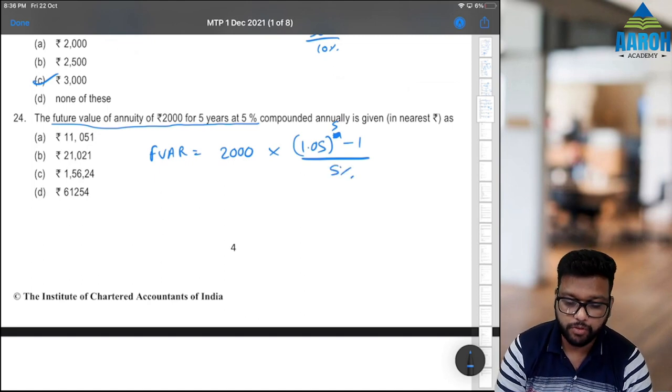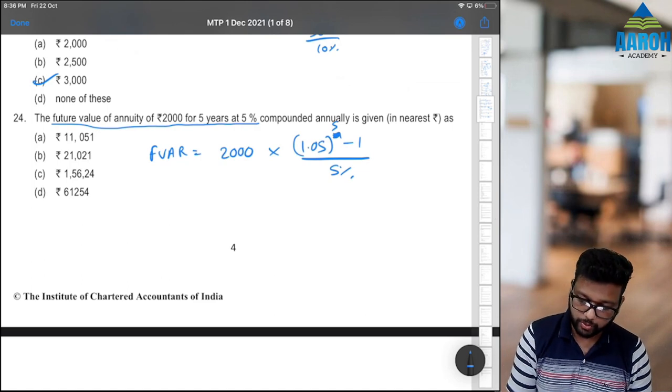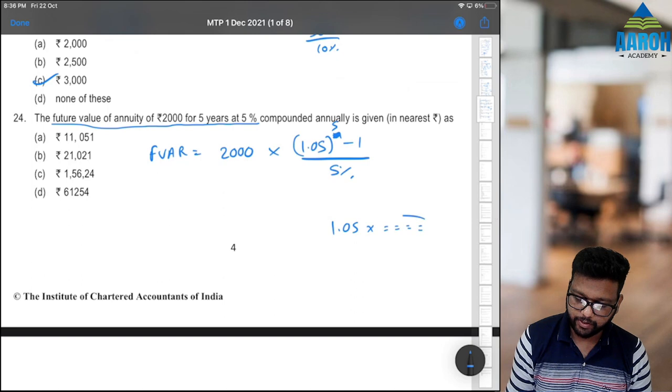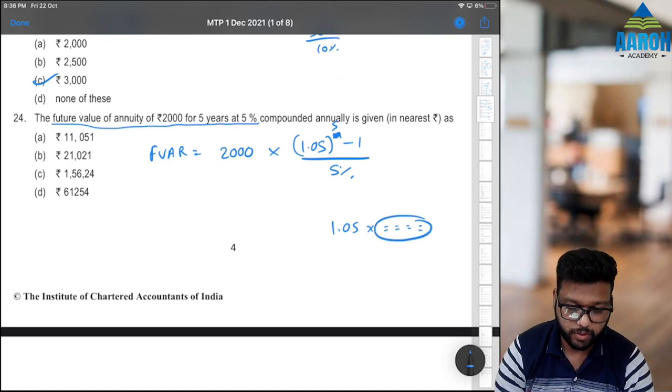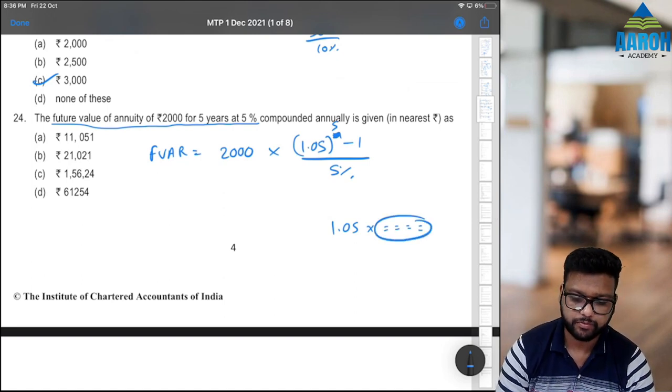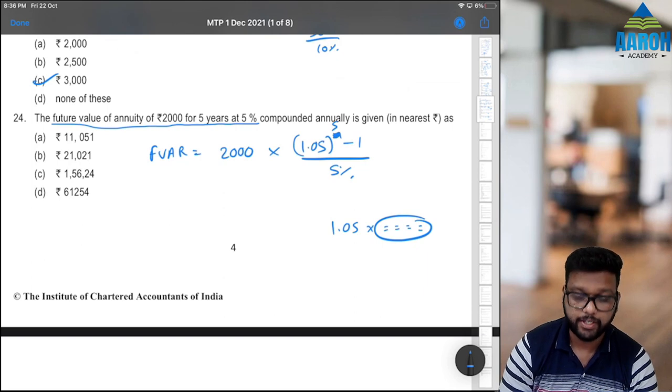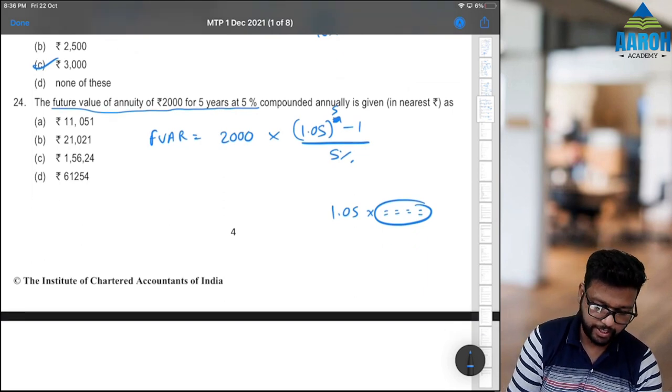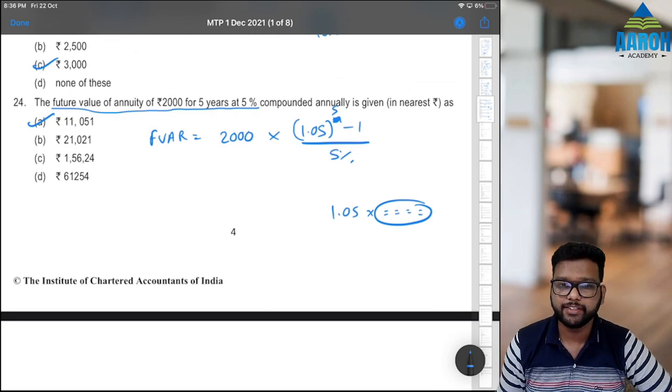So 1.05 raised to 5. I hope you know how to do raised to 5. 1.05 into and equal to 4 times, right? Fine. So 1.05 raised to 5 minus 1 divided by 5% multiplied by 2000. That gives us 11051. Option A is the correct answer.